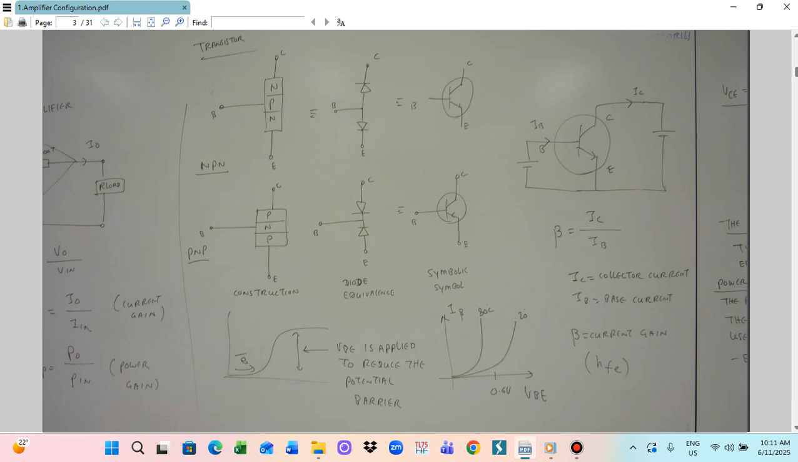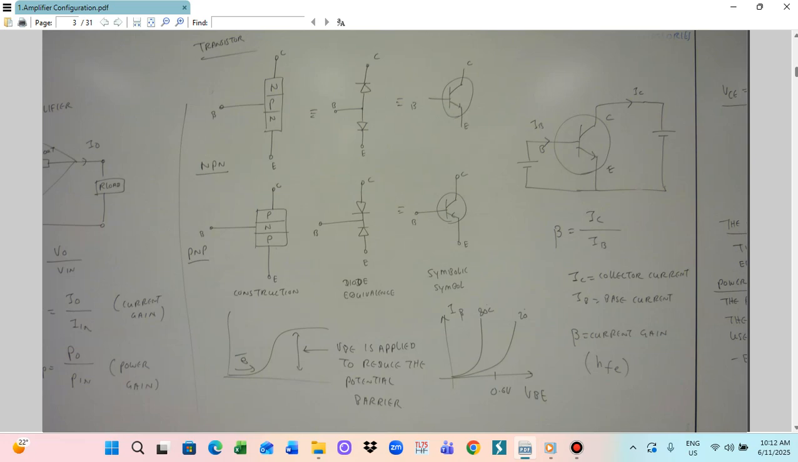So those are the transistors. The first one is the construction, the second one is the diode equivalent, and that one will be the symbol. Those are the NPN and PNP transistor construction, diode equivalent, and symbol.